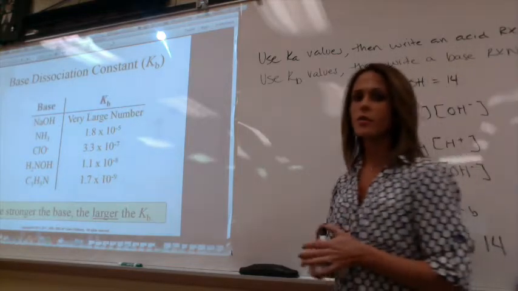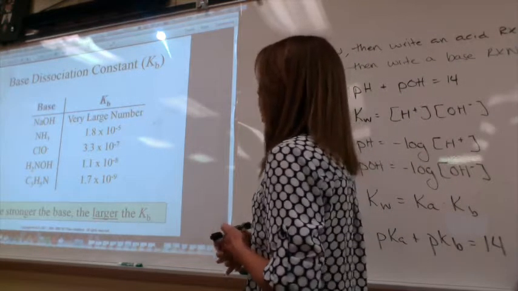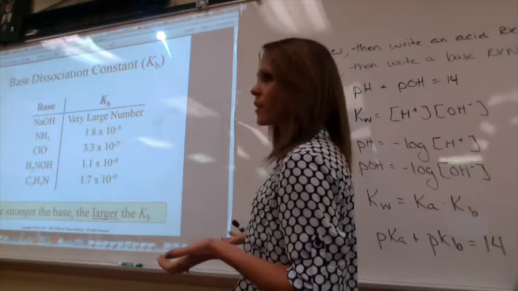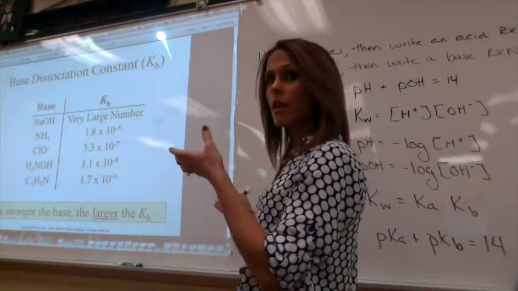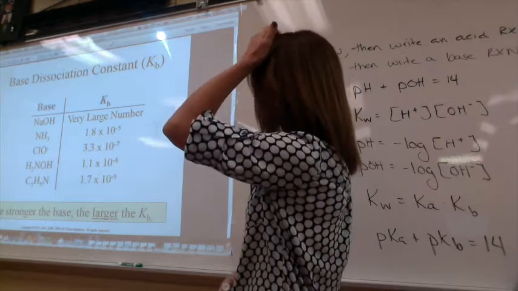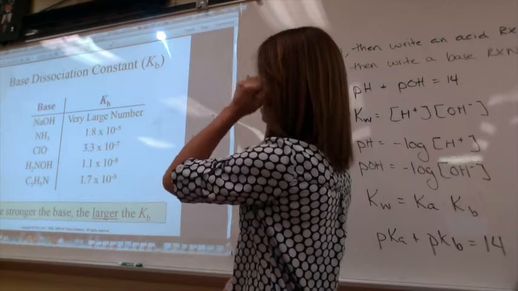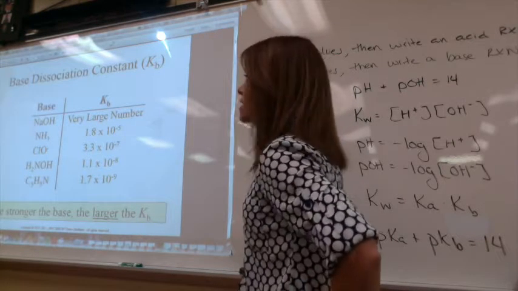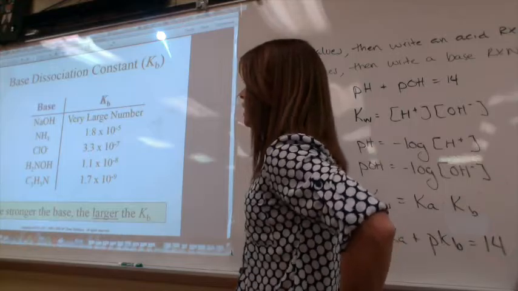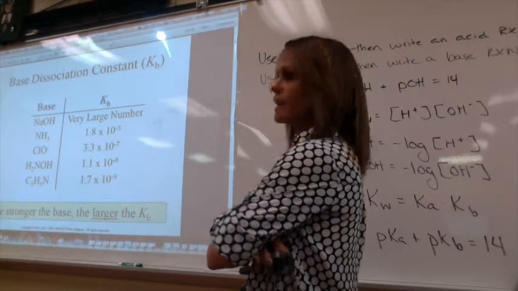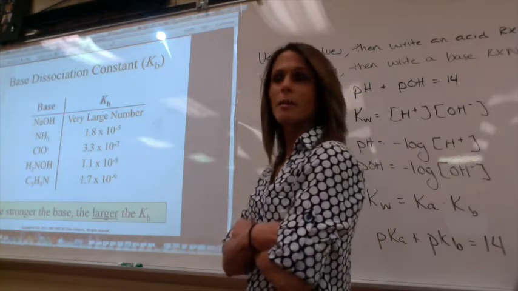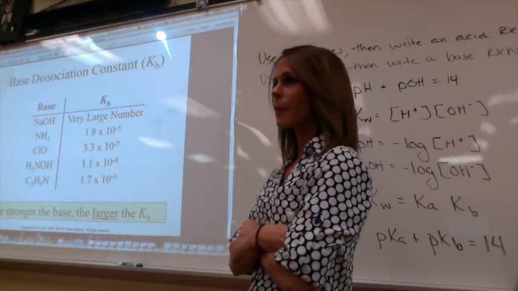All right, same thing with your Kb values here. A very, very large Kb value indicates that you have mostly products, and that means it's a really strong base. Ammonia, NH3, is not a very strong base. ClO minus, do you remember that one? What's the name of that polyatomic ion?